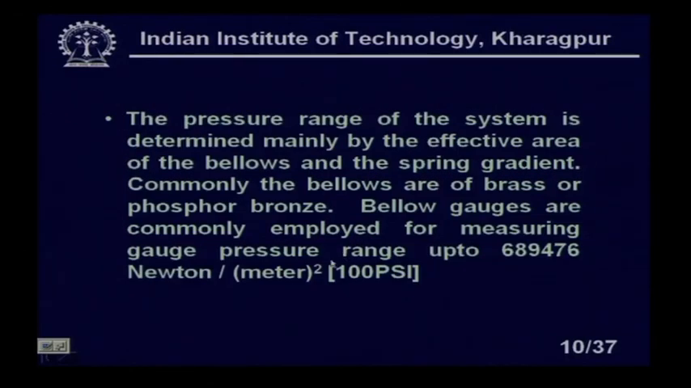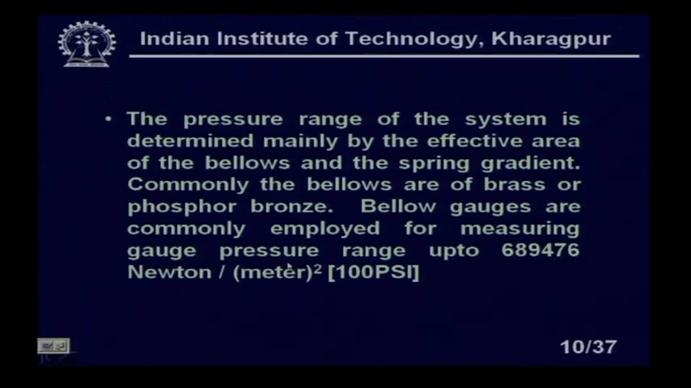The pressure range of the system is determined mainly by the effective area of the bellows and the spring gradient. Commonly the bellows are made of brass or phosphor bronze, these are the basic materials used for the bellows. And these bellows are basically annular rings welded at alternate points. Bellows gauges are commonly employed for measuring gauge pressures up to 689,476 Newton per meter square, that is 100 psi. Typically, bellows materials are brass or phosphor bronze. Brass is the most widely used bellows material.